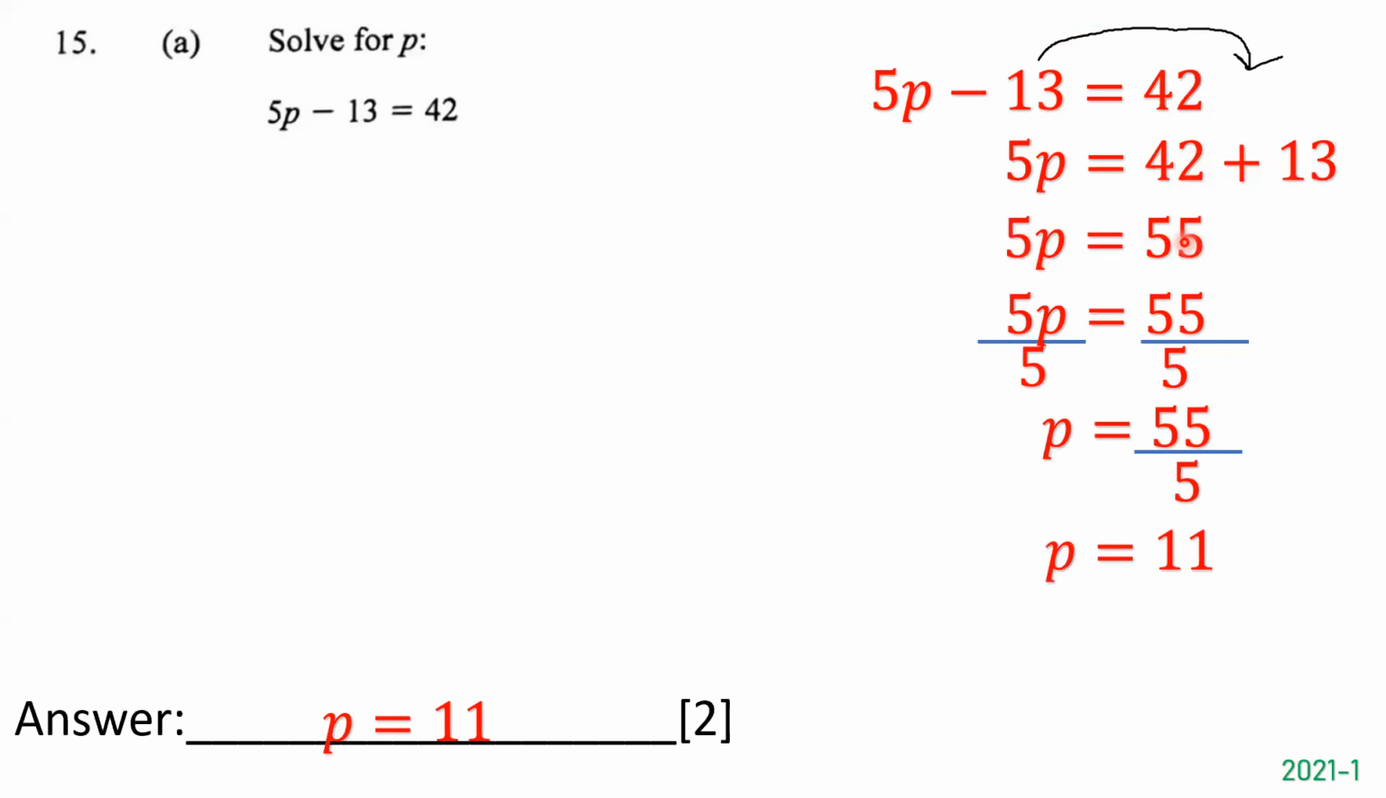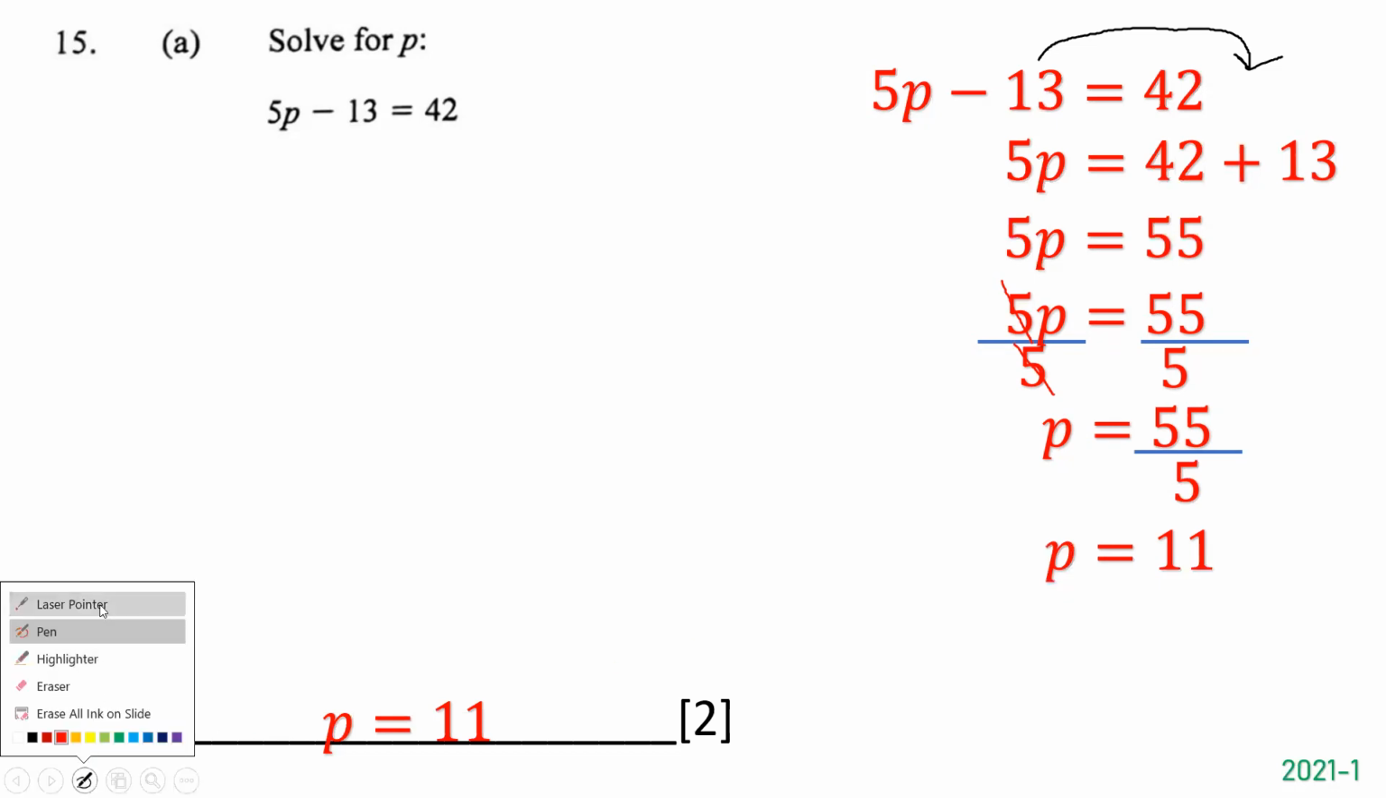What are we going to do here? Well, we have to divide both sides by 5. And so what that means is we're going to divide 5p by 5, and we're going to divide 55 by 5. So the 5s are going to cancel out each other, leaving us just with p. And so we have p equals 55 over 5. Now, what is 55 divided by 5? Well, 55 divided by 5 is definitely 11. And so the answer is p is equal to 11.